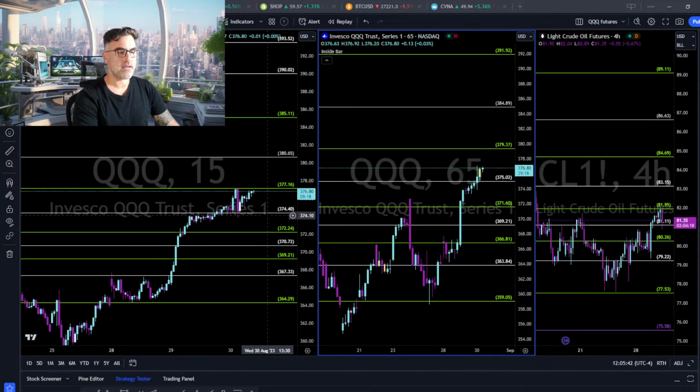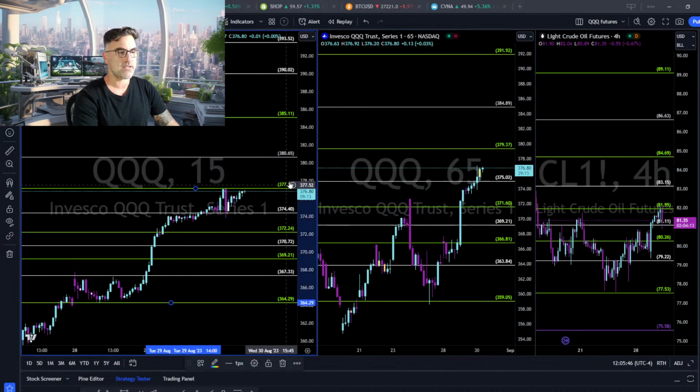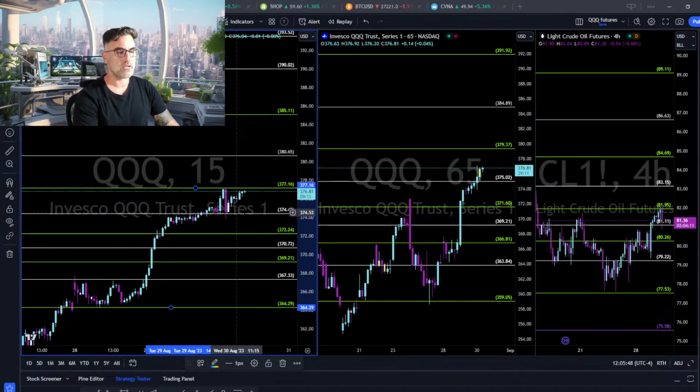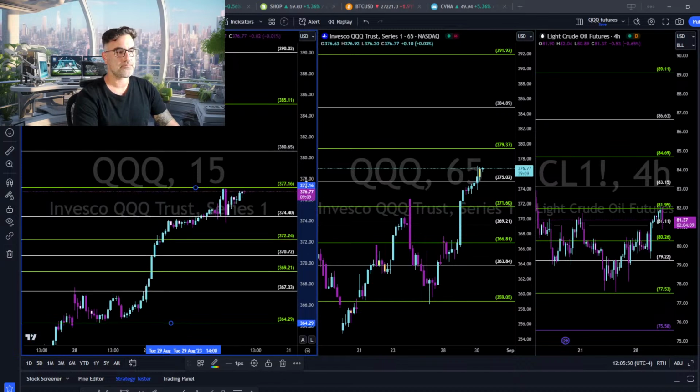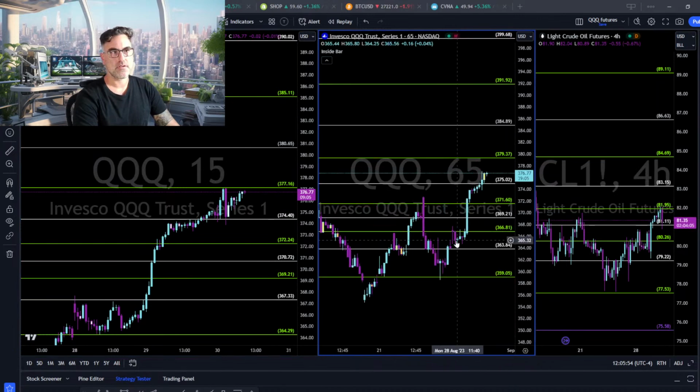Qs, same thing, tight price action, 374 to the downside, 377 to the upside. We can take short below this one over here, long above this one over here.